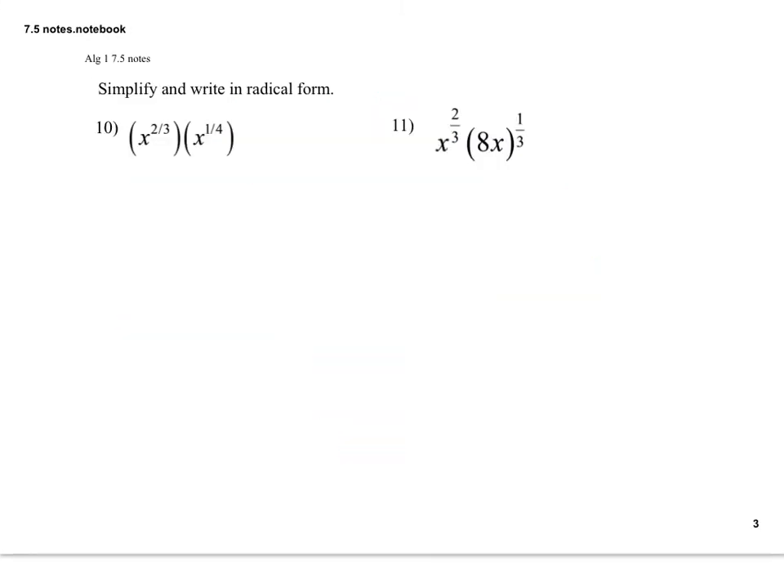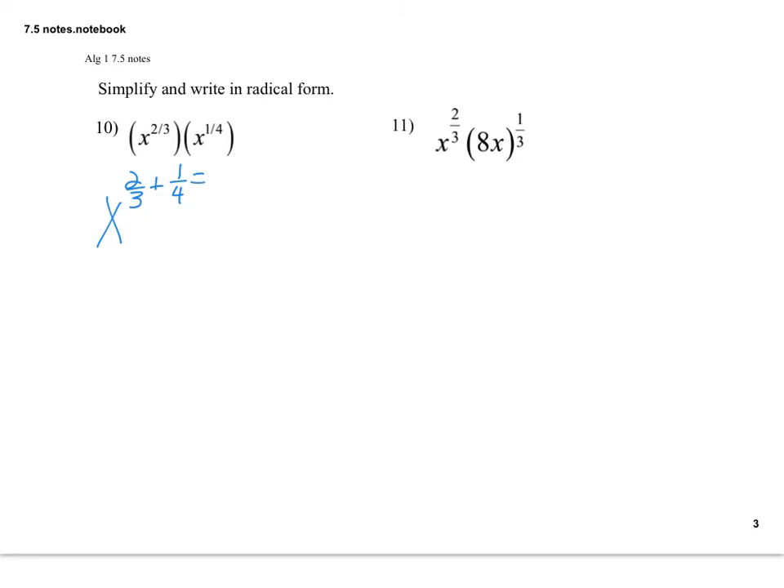Okay, so folks, remember from our previous sections in Chapter 7 that if I'm multiplying powers of the same base, I'm really going to add them together. So what I really have here is x raised to the power of 2/3 plus the power of 1/4. So I need to figure out what the answer to that equation is.